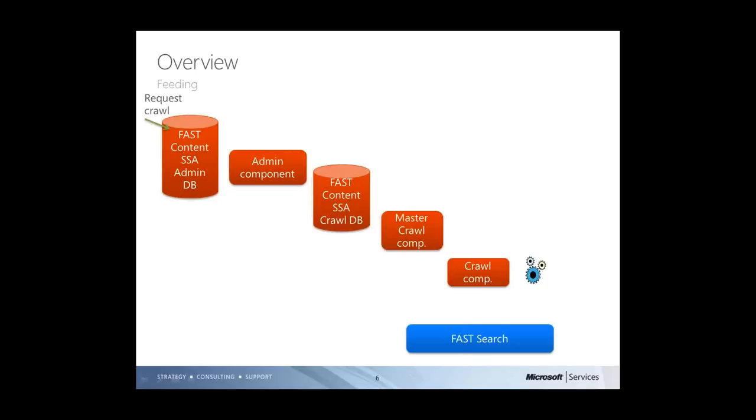So when you request a new crawl, for example, if you fire up a new content source in Central Admin, it gets logged to the FAST Content SSA admin database. SharePoint admin component picks it up and stores it in the crawl database. And then next in the line here is what's called a master crawler component. A good thing to note here is that there's really no hierarchy for crawler components. It's just that one's a master. If that gets blown away, another one picks it up. That's just basically telling which components to go where and which documents it should be crawling. It's auto-elect.